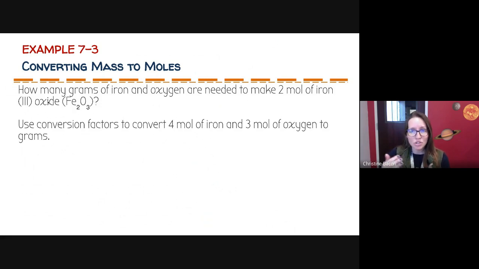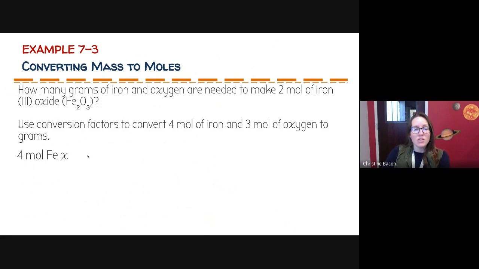So that same ratio exists when you talk about moles, because this is just talking about ratios. So if we know that 4 iron atoms are needed and 3 oxygen atoms are needed to react and form 2 molecules of iron oxide, we also know that 4 moles of iron, 3 moles of oxygen will react to make 2 moles of iron oxide.